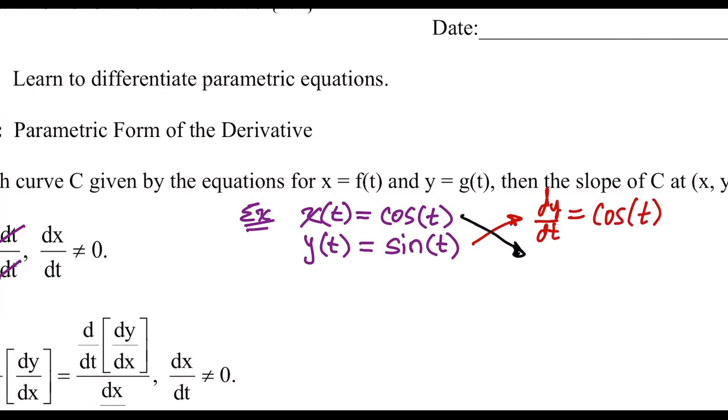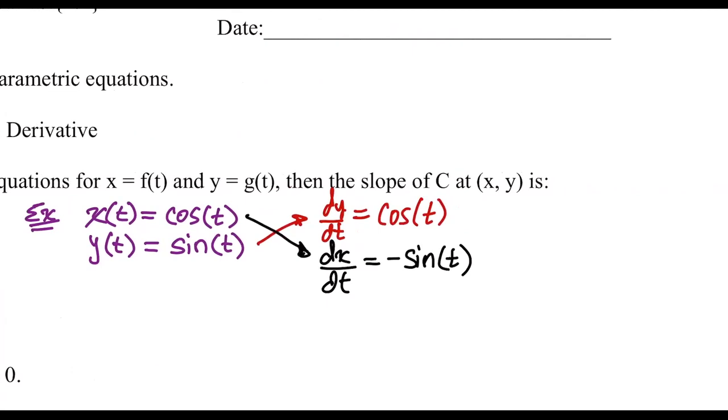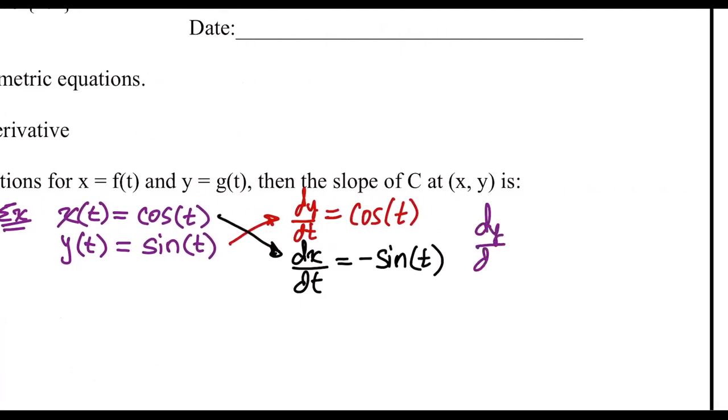And then dx dt, the derivative of my x function in which the independent variable is t. The derivative of cosine is negative sine, still a function of a single variable, so negative sine of t. All right, so if I want dy dx, it's going to be the ratio of these two. It's going to be cosine of t divided by negative sine of t, which you could simplify because that's one of the reciprocal trig functions, negative cotangent.